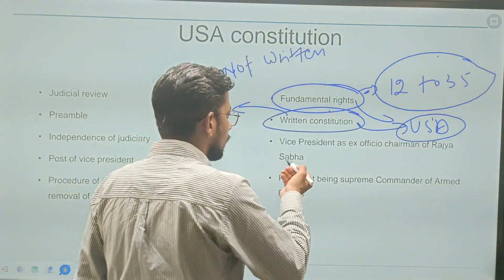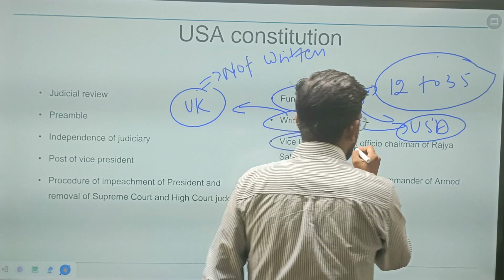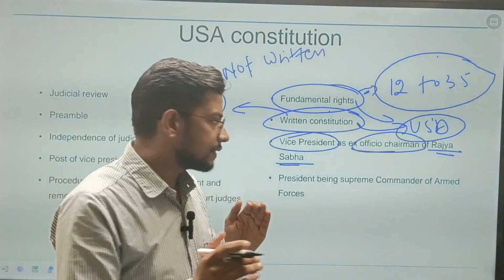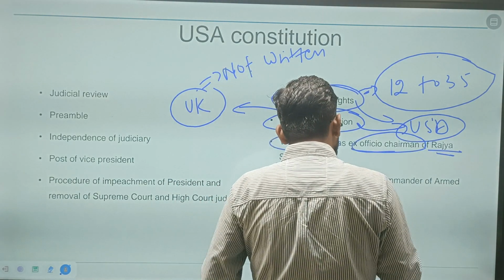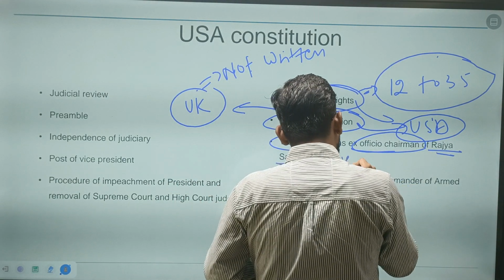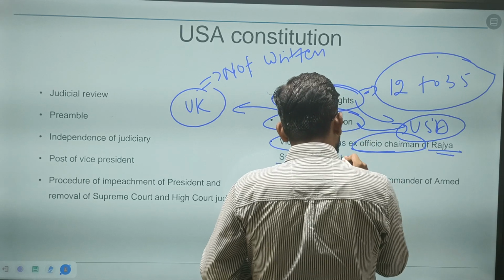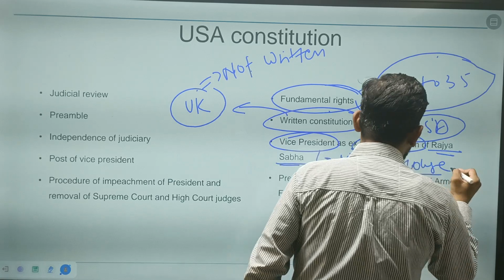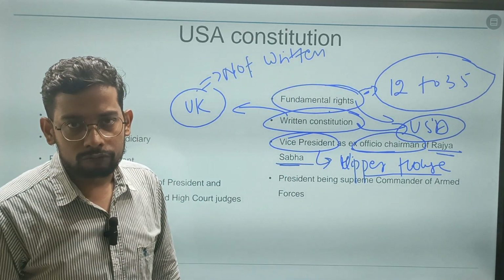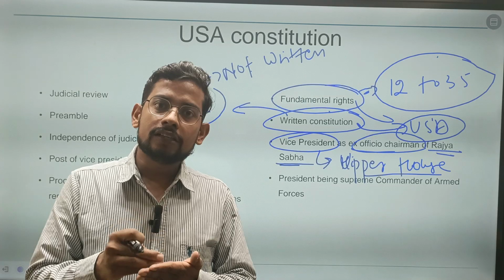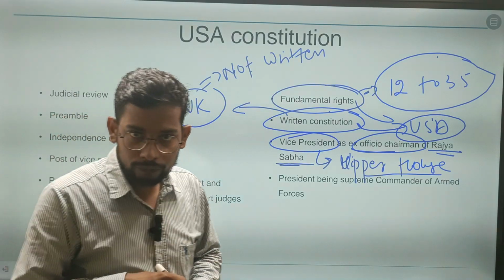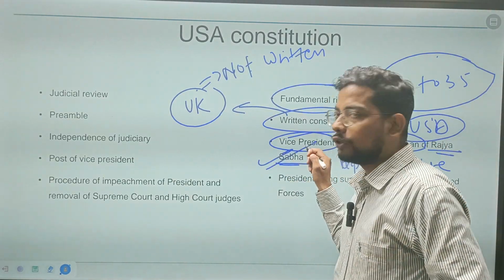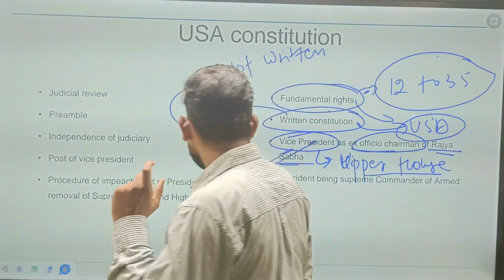Then next, the vice president will be the ex officio chairman of Rajya Sabha. Or in simple terms, our vice president will be the ex officio chairman of the upper house. This feature is already included in the Constitution of USA. So we have copied this provision from the USA Constitution. Okay. So I think things should be clear.